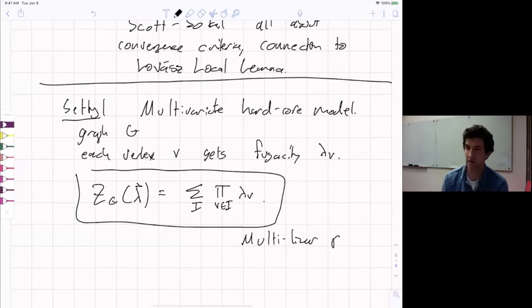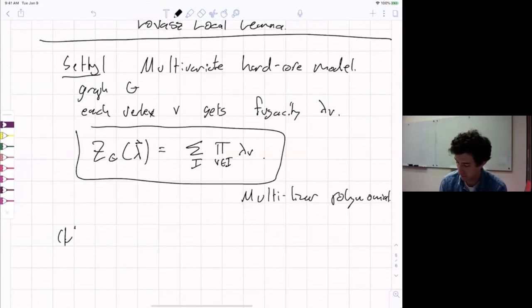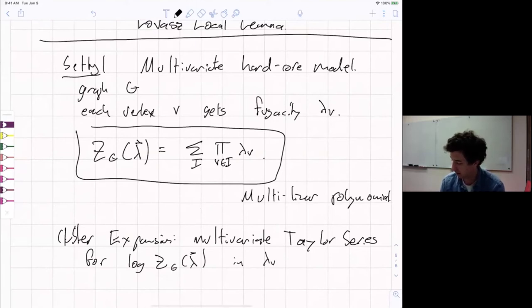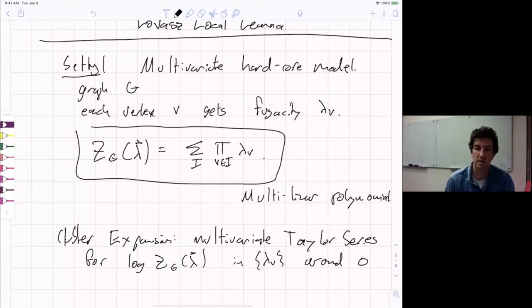And so I can tell you what the cluster expansion is in just a couple words. The cluster expansion is the multivariate Taylor series for log Z_G of lambda in the variables lambda_v around zero. Okay, so this is all the cluster expansion is. It's a multivariate Taylor series for a log partition function around zero.